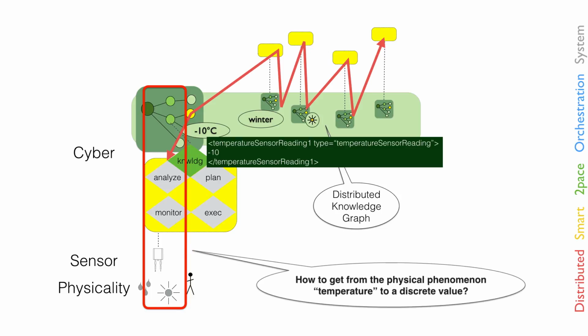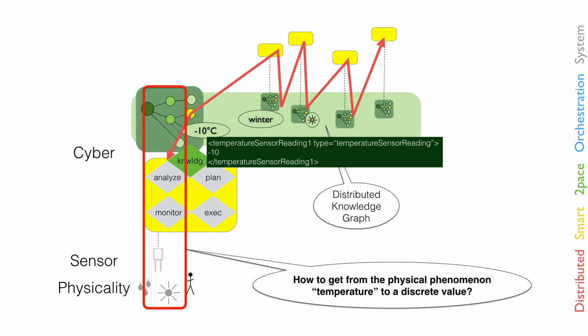So we want to look at how can we get from the physical phenomenon temperature to a discrete value, which is shown here in red. So the sensor measures something, we monitor it, we analyze it, and then we produce a knowledge context that it's -10 degrees.